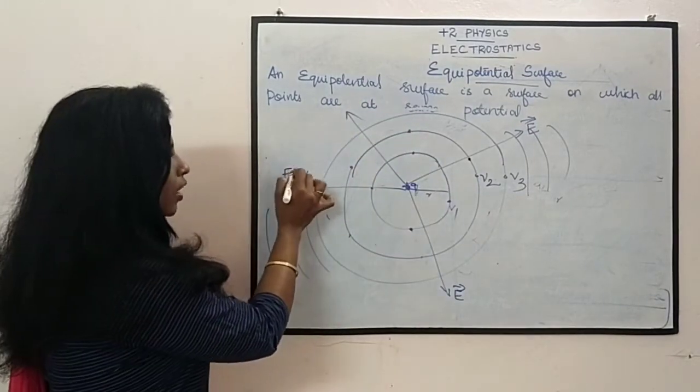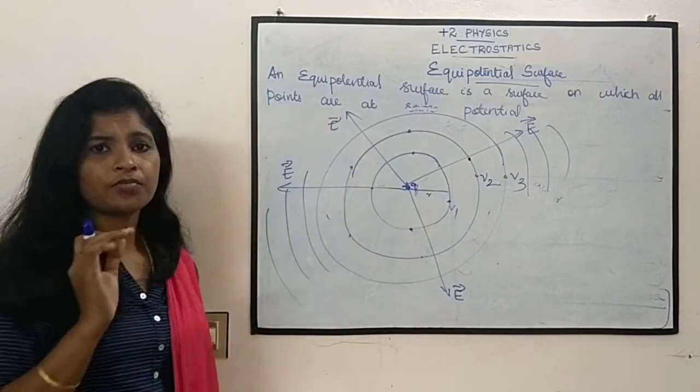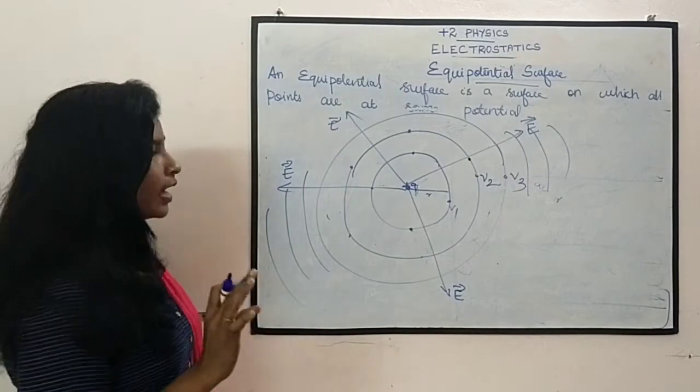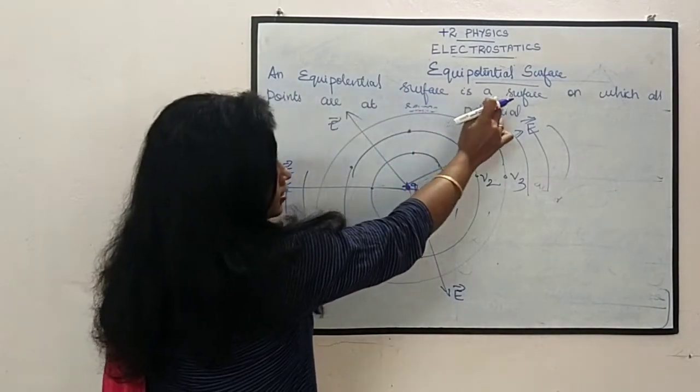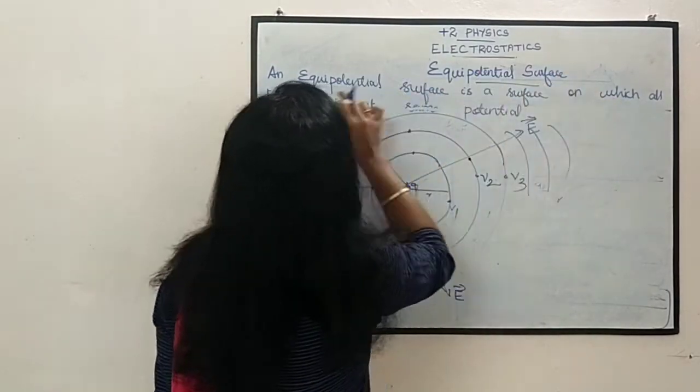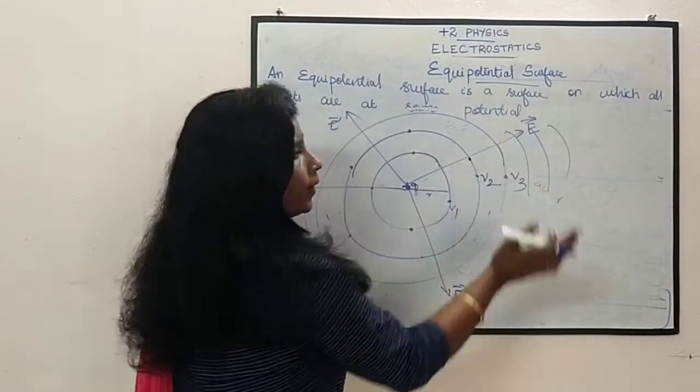Okay, now can you understand what is meant by equipotential surface? I'll give the definition. An equipotential surface is a surface on which all the points are at same potential.